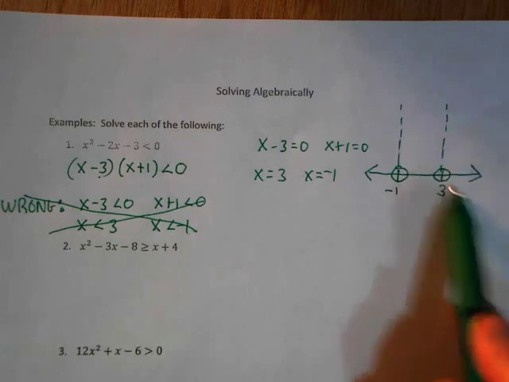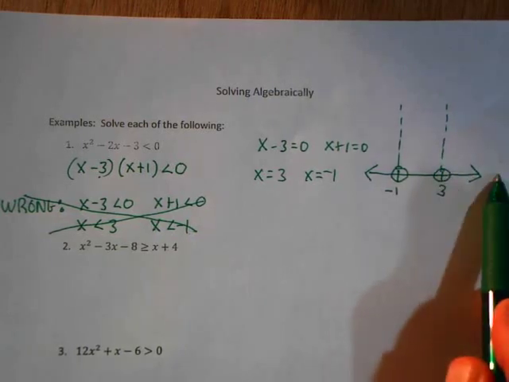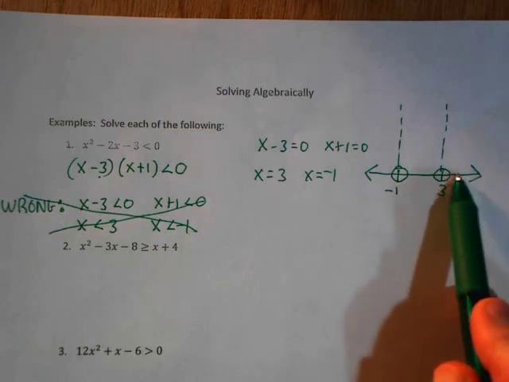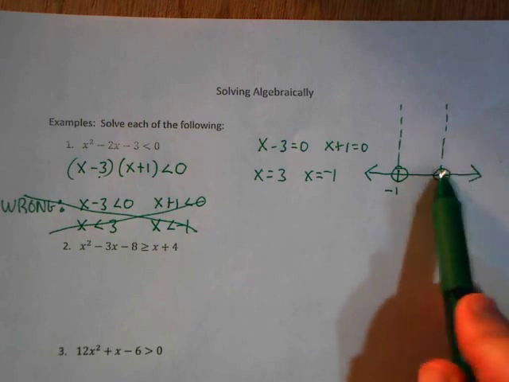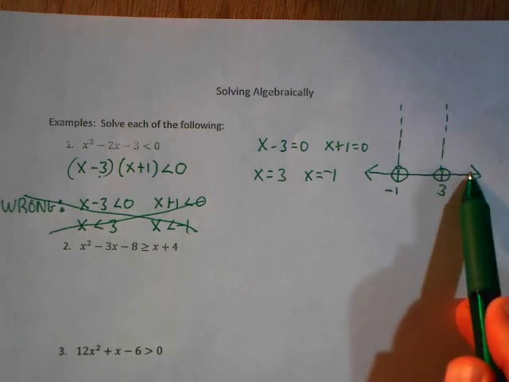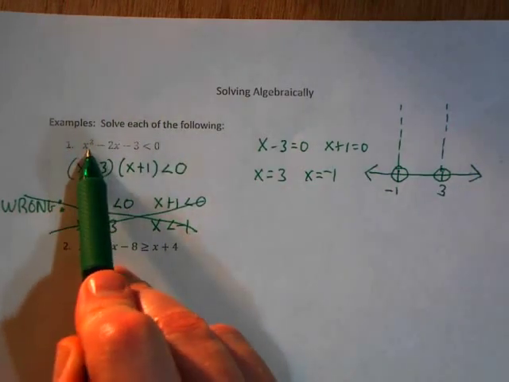If a number bigger than 3 works, and it doesn't matter which number you pick, then all of them work. If you pick a number bigger than 3 and it doesn't work, then none of these numbers are going to work. So let's pick our favorite number bigger than 3. I would probably go with 4. I'm going to plug 4 in.